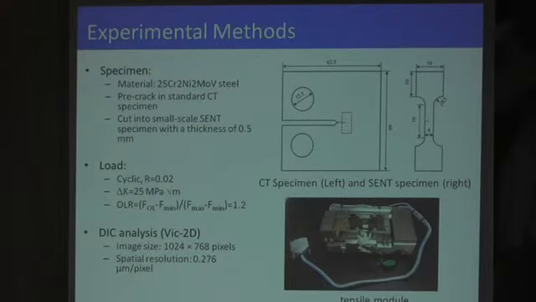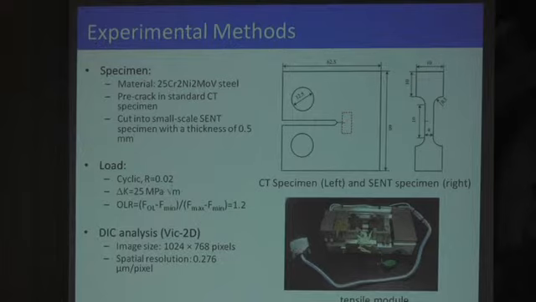So this is essentially the base metal that the team presented on Monday. The CT specimen, normally pre-cracked. After the pre-cracking, they cut a small single-edged notch specimen. That's the small specimen. They put the small specimen into the loading stage, very similar to what David showed yesterday.